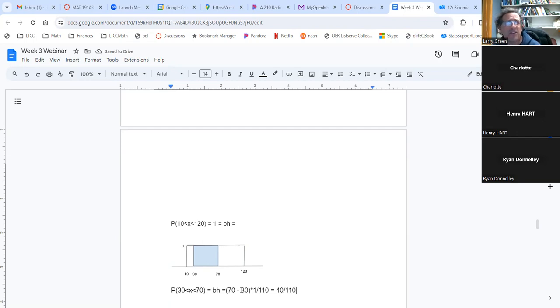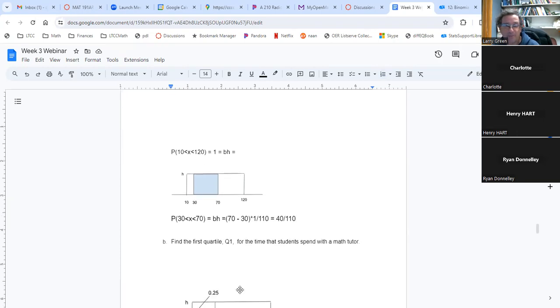By the way, when you're doing the assignments and the exam, read the instructions. If it says write as a fraction, write as a fraction. If it says write as a decimal to 4 decimal places, put it in the calculator and get 4 decimal places. Any questions on this example?